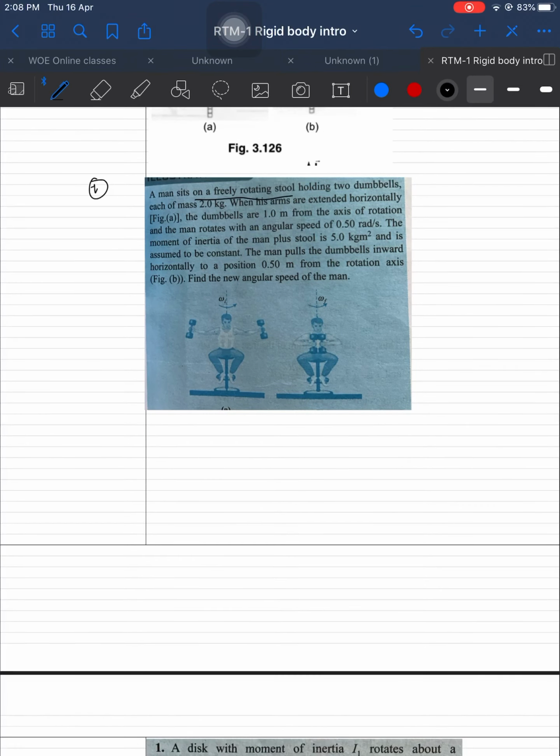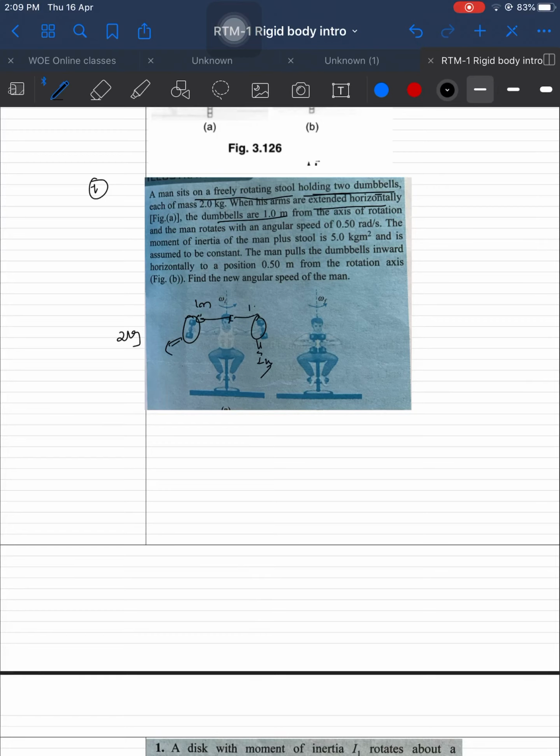A man sits on a freely rotating stool holding two dumbbells. Each is of mass 2 kg, 2 kg and 2 kg. His arms are extended horizontally, about 1 meter from here to here.